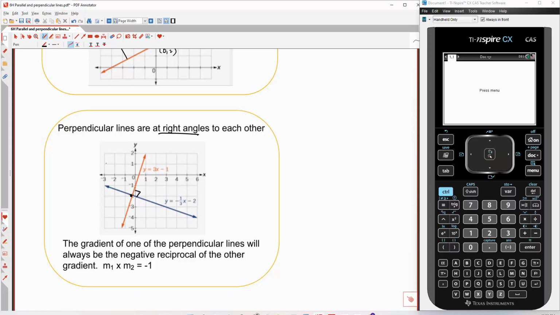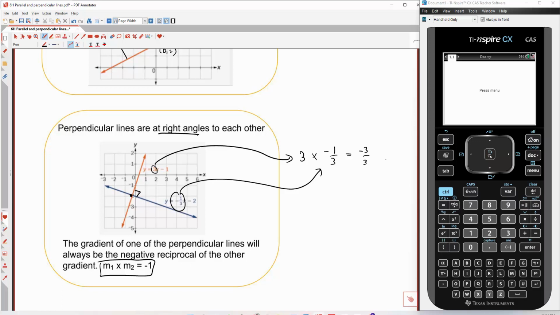You can check whether two lines are perpendicular to each other by using this formula, which is that you multiply the gradients of the two lines. Let's just try it out for this one here. So we've got 3 times negative 1/3. I've got the gradient of this line, which is 3, and the gradient of this line, which is negative 1/3, and we can multiply that. What we're going to find is that's negative 3 over 3, which is negative 1. Now, if the two gradients, when multiplied together, equal negative 1, it means that the lines are perpendicular to each other, which we can see. That's a good way to test whether two lines are perpendicular.